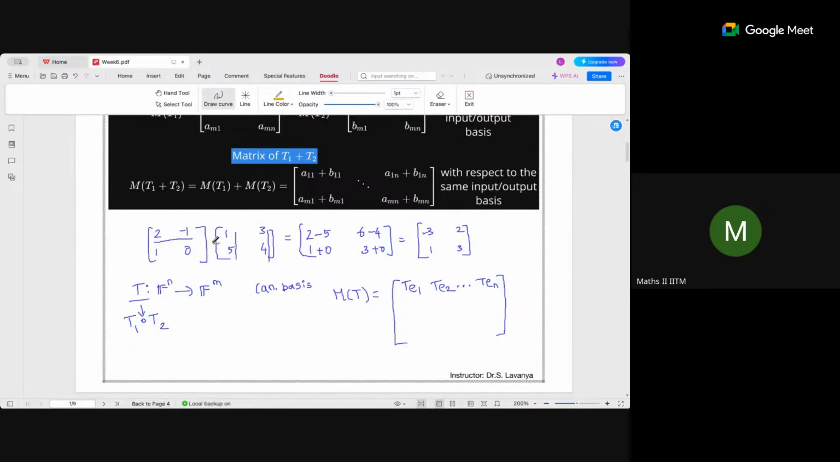Okay, so this is A into B. Let's say this is A, this is B. Can you quickly compute and tell me what is B into A, everyone? Calculate B into A and tell me the answer.